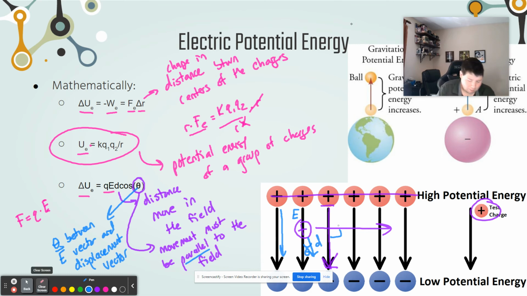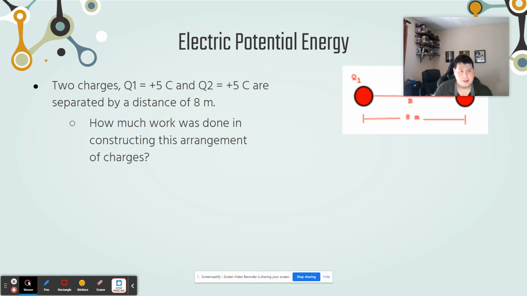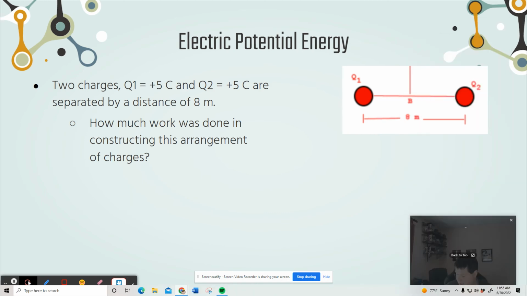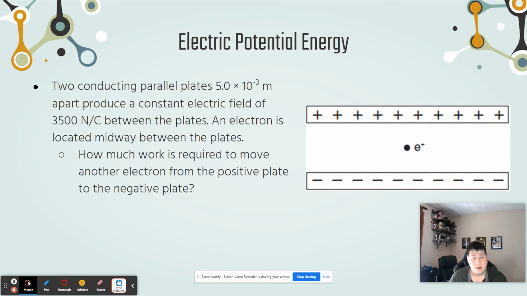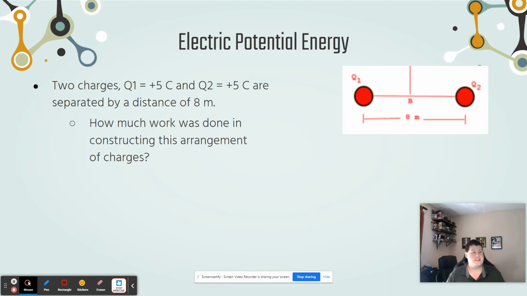Let's go ahead and try a couple of examples here then. So we've got here 2 charges, and I'll move my video down here so it's a little easier to see. 2 charges, though, are in this configuration, Q1 and Q2, both plus 5 coulombs, and they're separated by a distance of 8 meters. Asks how much work was done in constructing this arrangement of charges.